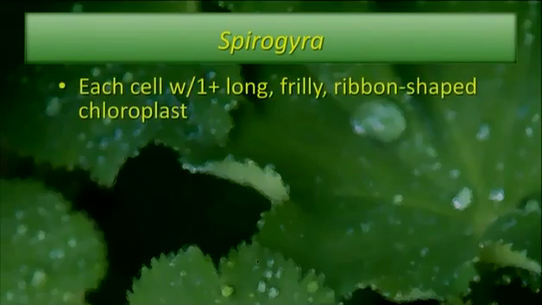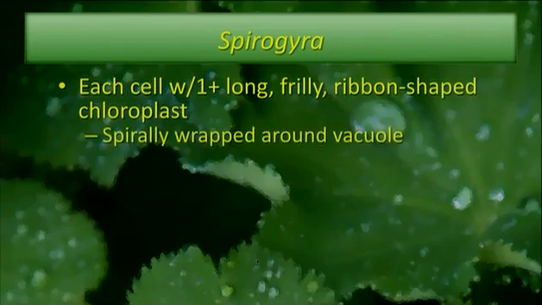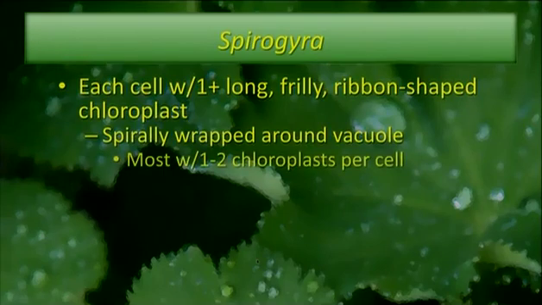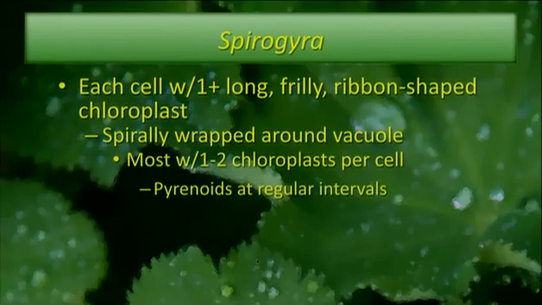So each cell has one or more long, frilly, ribbon-shaped chloroplasts. So chloroplasts can be different shapes. You saw the cup-shaped chloroplast in Chlamydomonas, and now you'll have a ribbon-shaped chloroplast in Spirogyra. This chloroplast is spirally wrapped around the vacuole of the cell. Most species of Spirogyra have about 1 to 2 chloroplasts per cell, and they have pyrenoids at regular intervals along the chloroplast.